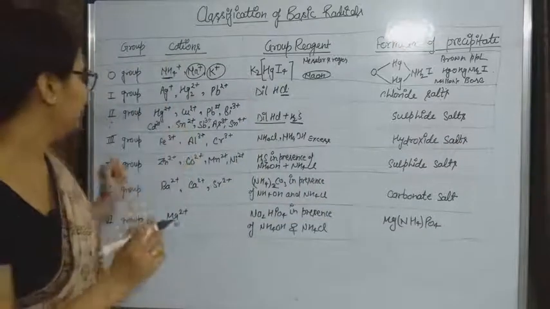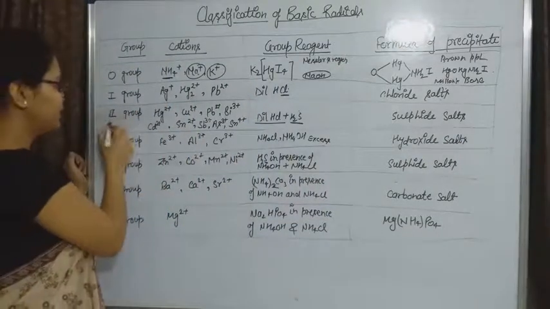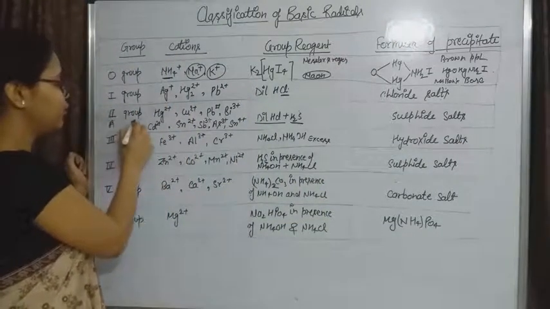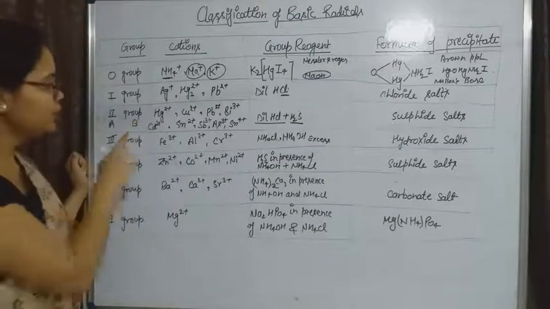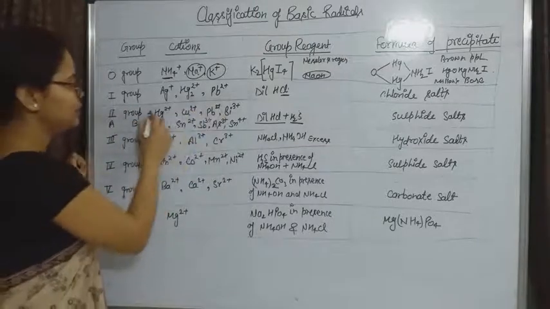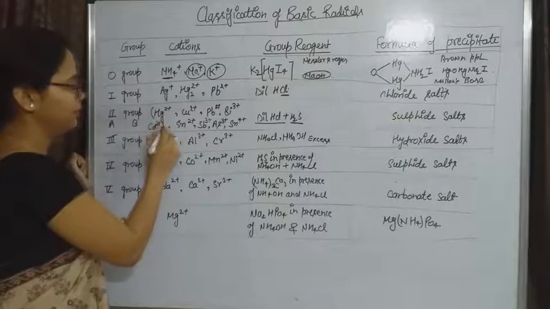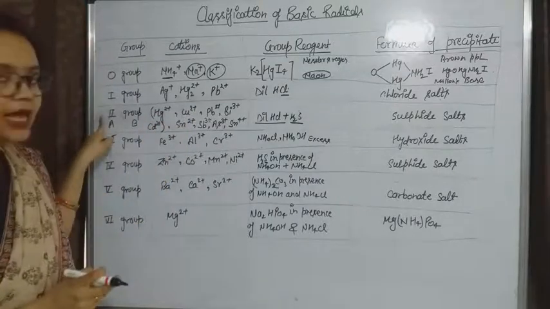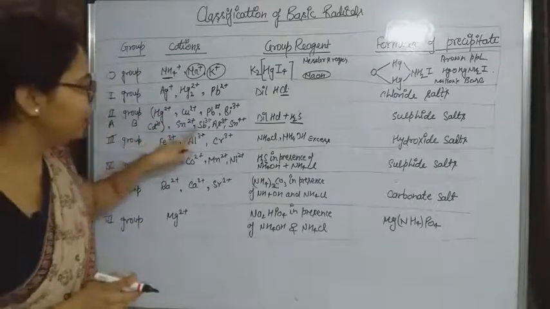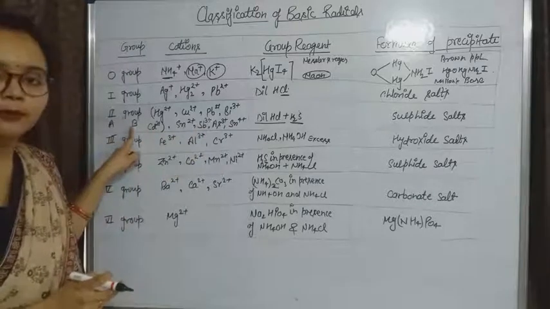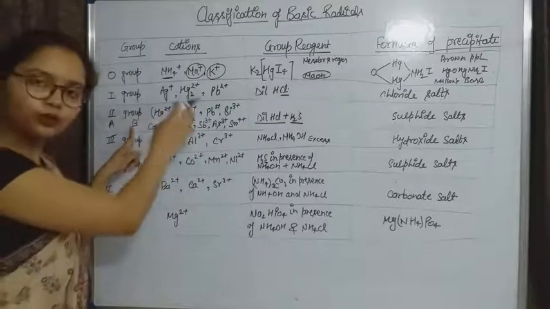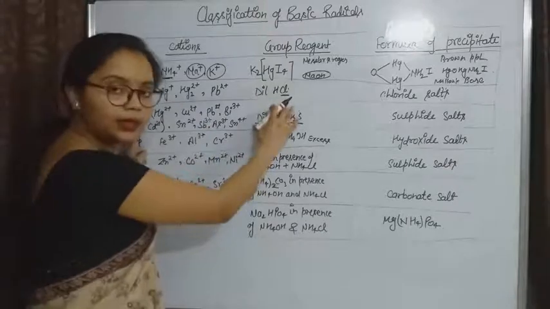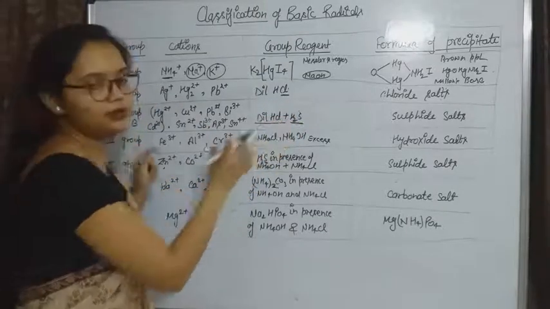One more thing, the second group is actually classified into 2 subgroups, A and B. Out of these cations, from Hg to cadmium, these cations are present in second A group, and remaining cations are present in second B group. For both these subgroups the group reagent is the same: dilute HCl plus H2S.